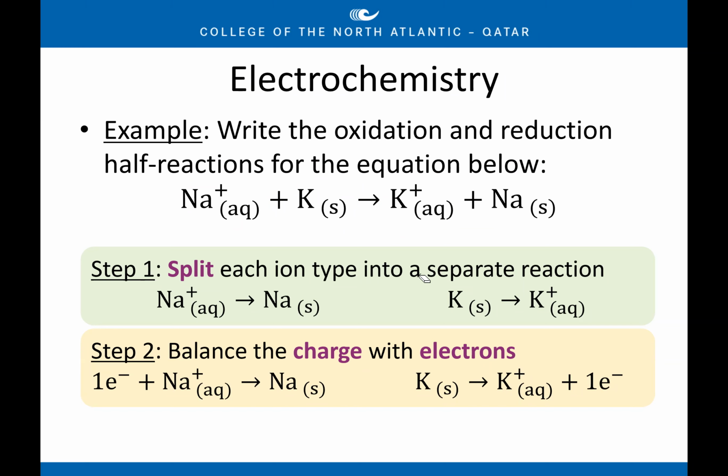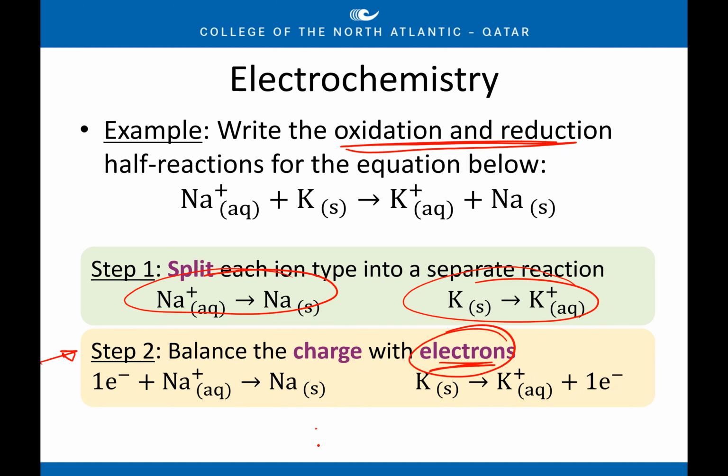Anyways, step number one: if I want to figure out which chemical is being oxidized and which chemical is being reduced, I can split them in half. The sodium ion is turning into sodium metal, and the potassium metal is turning into potassium ion. So I'm going to see where electrons fit into this situation. I'm going to balance the charges with electrons. Now remember, one electron is one negative.